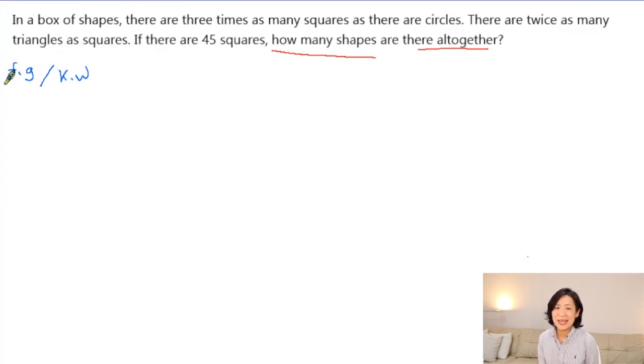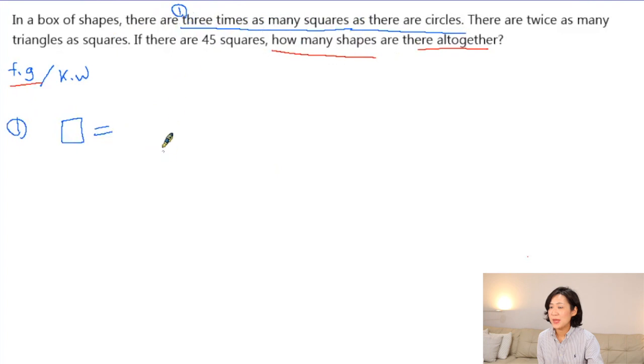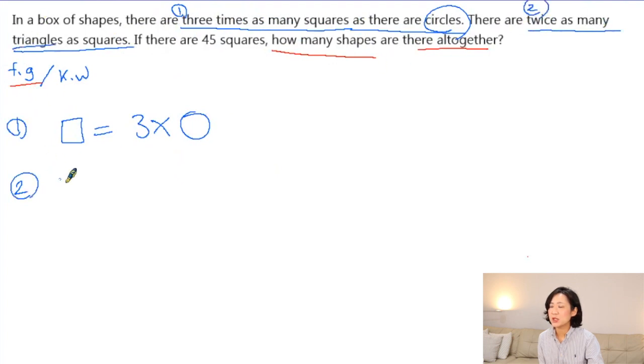Then let's organize our keywords. There are 3 times as many squares as there are circles. So our first keyword means you need to think of this sentence as: a square is 3 times as many as a circle, right? So let's make it into a simple way. Square equals 3 times the number of circles. Then the next keyword is: there are twice as many triangles as squares. That means the number of triangles is twice as many as squares.